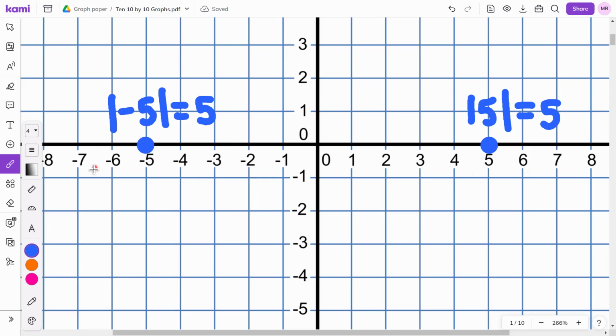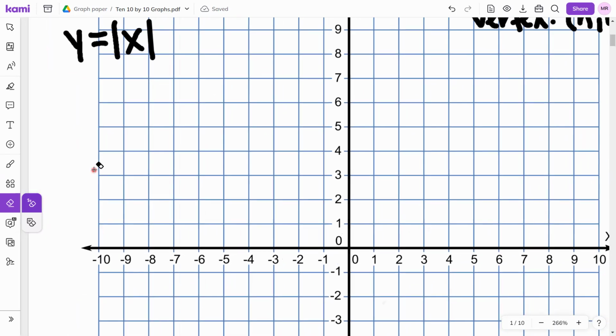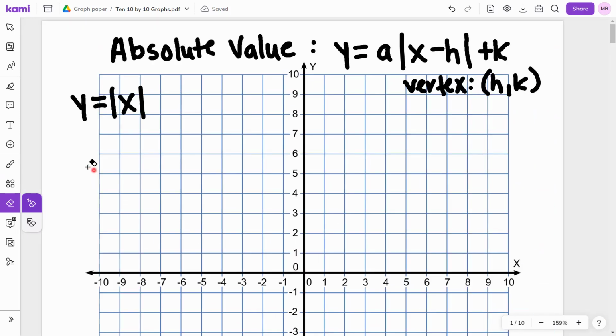Okay, so let's graph an absolute value. Let me just get rid of these real quick. So when I'm doing our basic y equals the absolute value of x, I am going to take the absolute value of 0, and the absolute value of 0 is 0, so I have a point at 0, 0. When I go to 1, the absolute value of 1 is 1, so I have a point at 1, 1. The absolute value of 2 is 2, so I have a point at 2, 2. The absolute value of 3 is 3, so I have a point at 3, 3, and so forth.